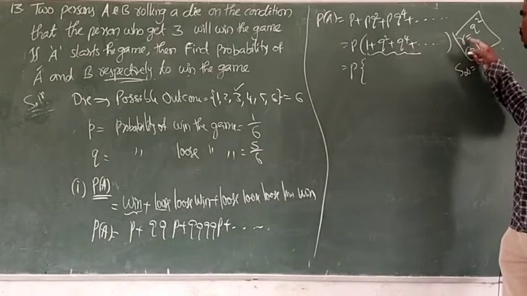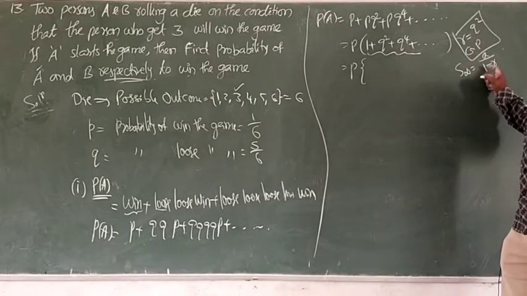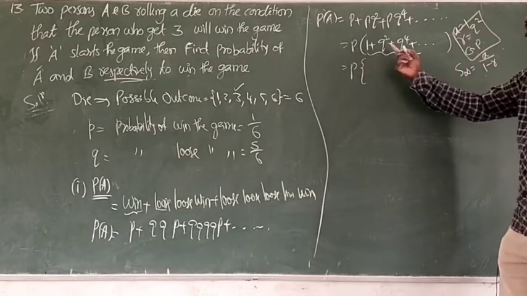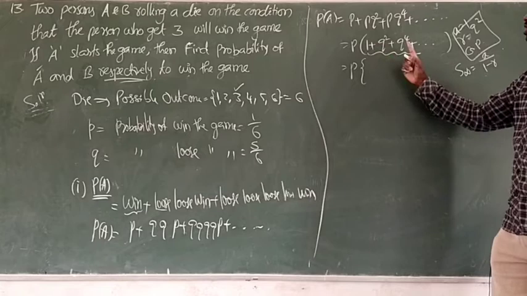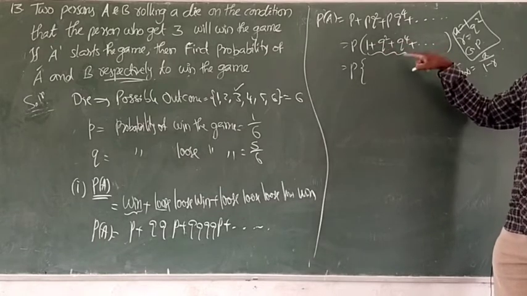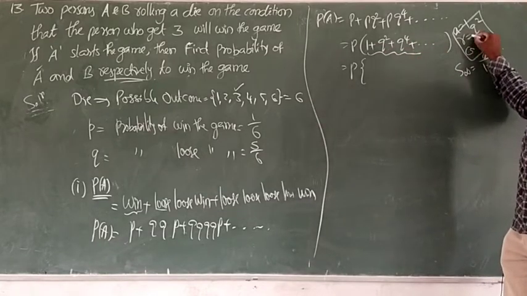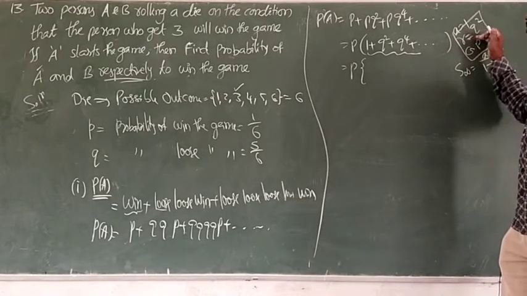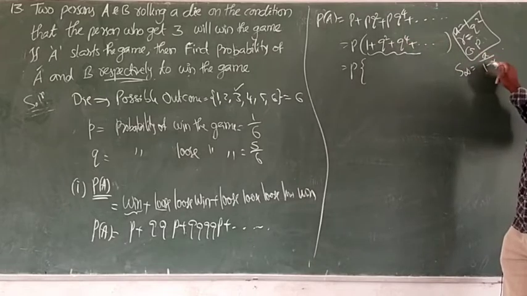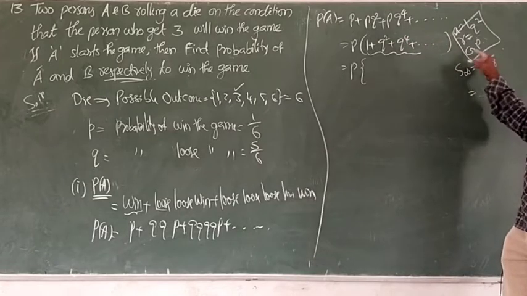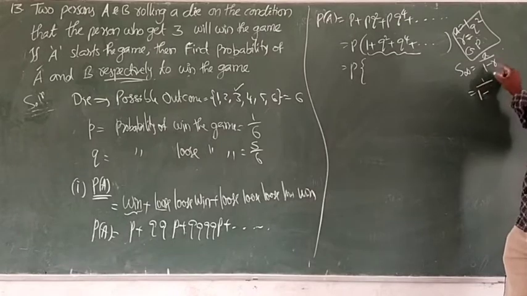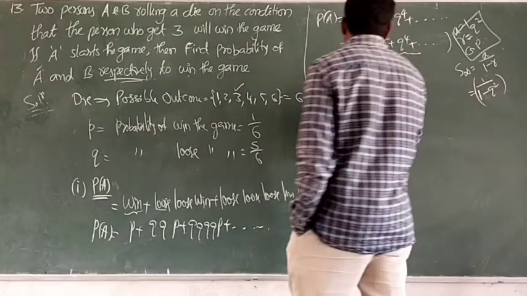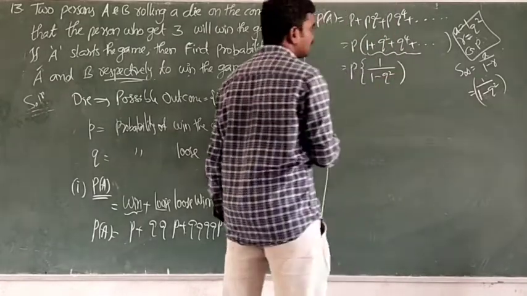Okay, so we have to remember this geometric progression. The first term a is 1, and the common ratio is the second term by first term, or third term by second term, or fourth term by third term. Here I am getting q square. So we can say this is a geometric progression. In this geometric progression, the sum of all infinite terms is a by 1 minus r. So a means what here? First term 1, by 1 minus r, r means q square. So this is the formula. So 1 by 1 minus q square we are getting.